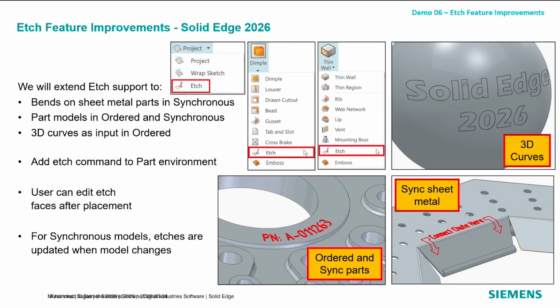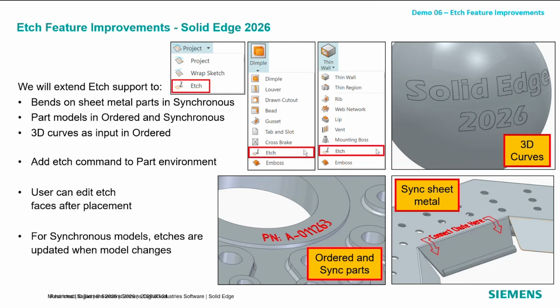So in 2026, we extended that etch support for sheet metal. We extended that to synchronous. Previously, it was only in ordered for 2025, but we extended that in 2026 in both ordered and synchronous, as well as for part models in both ordered and synchronous. Additionally, we extended the support for 3D curves as an input, but only in ordered.